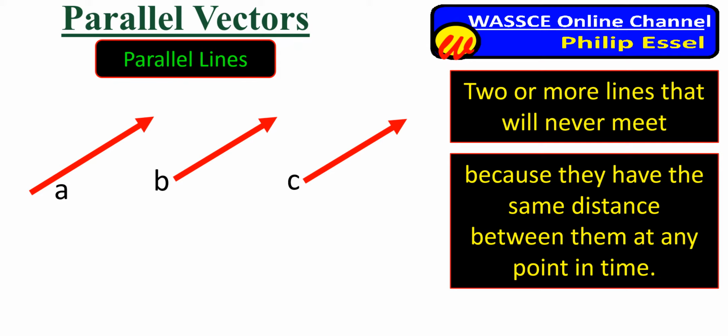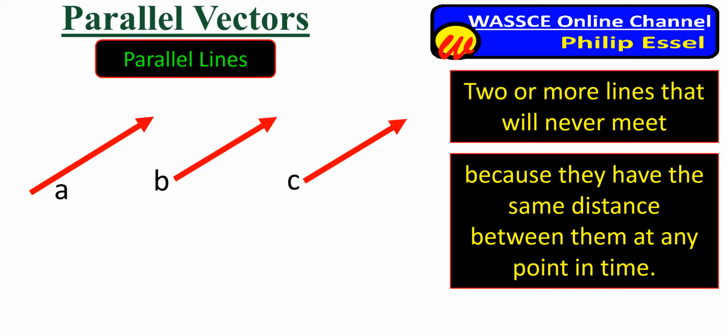And here the assumption is that the distance between the line A and B at any point in time is the same. It doesn't change. The same applies to that of C with respect to either B or to A. So the distance between them doesn't change. It continues like that even if the line is extended to forever.